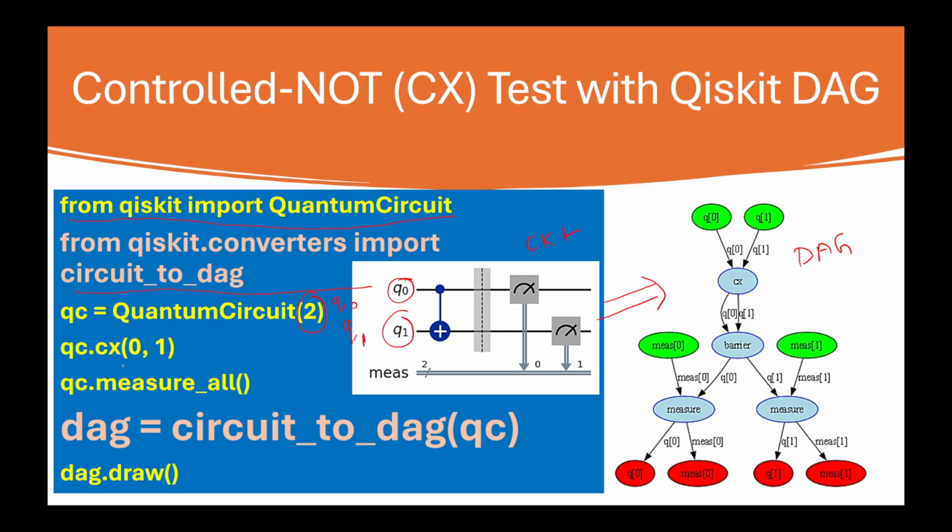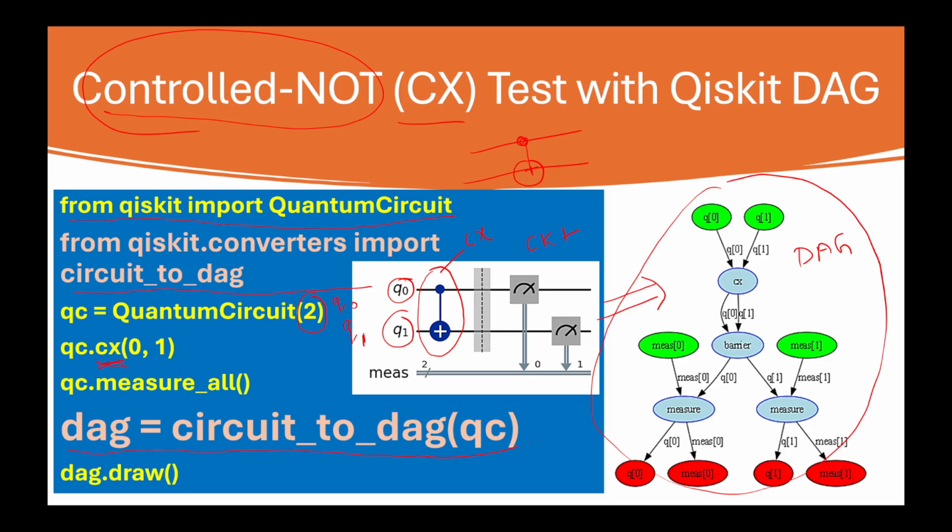And we are going to design a circuit with QX, CX. CX denotes a controlled NOT gate. In a controlled NOT gate, there is one dot and one target point. You can see here, this is the CX gate. After that we have to draw the DAG diagram. If we execute here, we can visualize this quantum circuit.